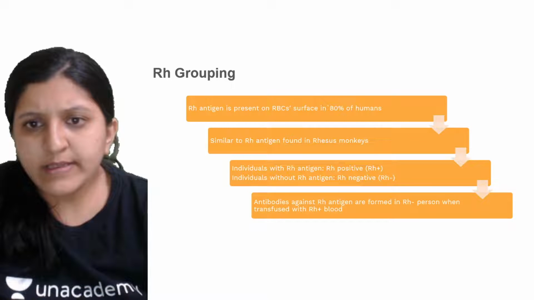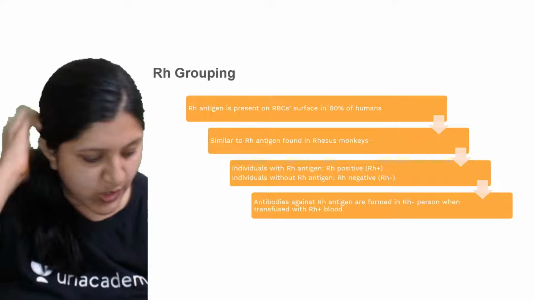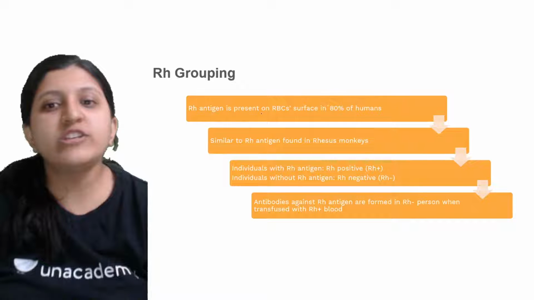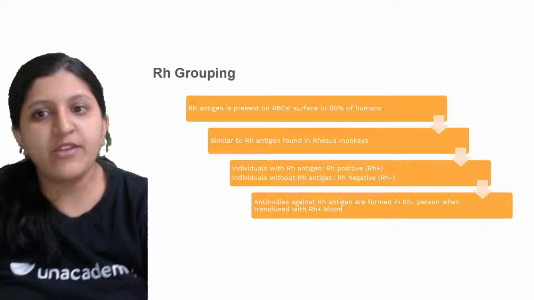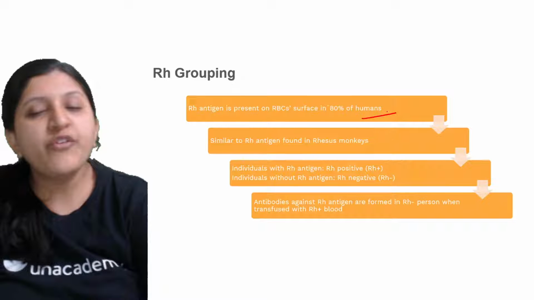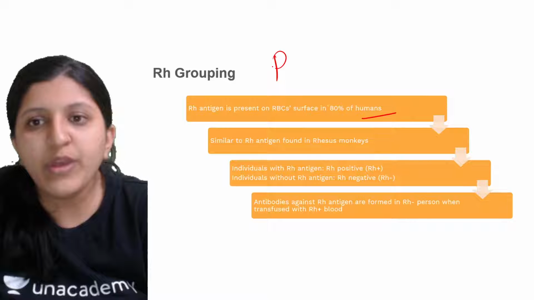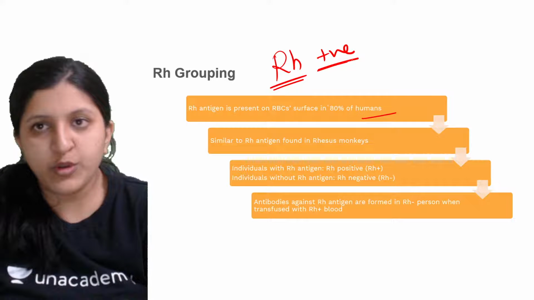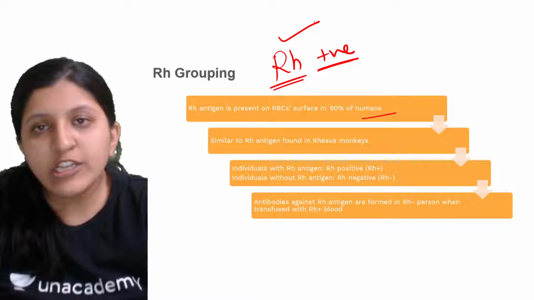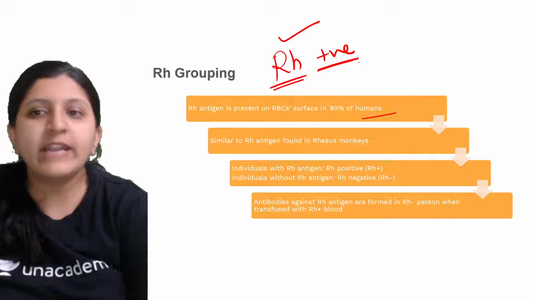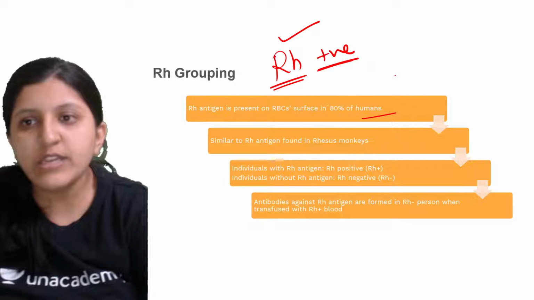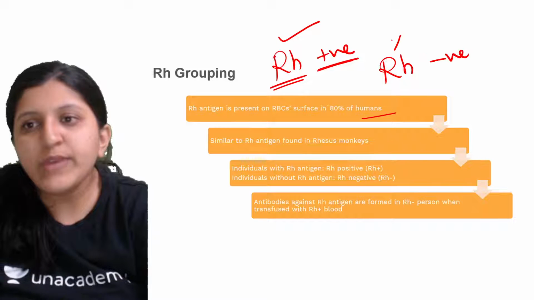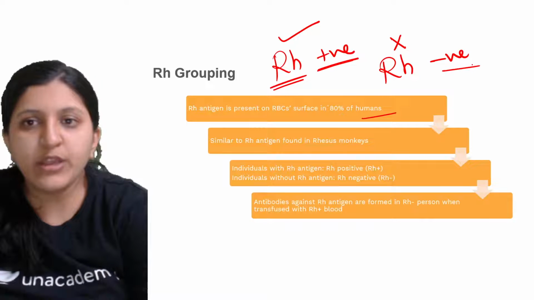Now in case of RH grouping, the RH antigen is present on the RBC surface in about 80% of humans. When we mention an individual is positive blood group, the RH antigen is present, so we call that individual RH positive. If the individual is not having this RH antigen, then we call this an RH negative individual.